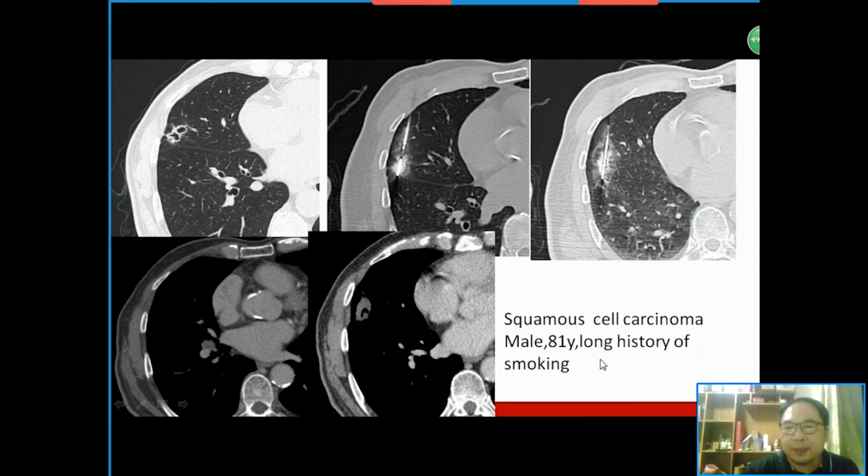This is squamous cell carcinoma in an 81-year-old male patient. He had a long history of smoking, and because he is very old, and his relatives and himself didn't want surgery, we did microwave ablation of the lesion, and this is the position of the microwave antenna.